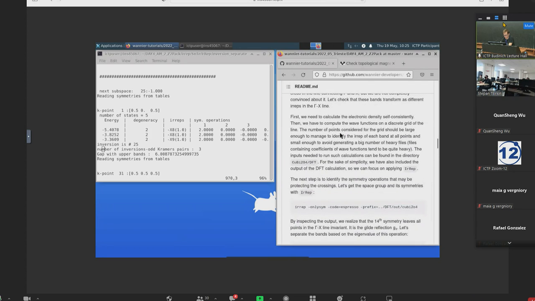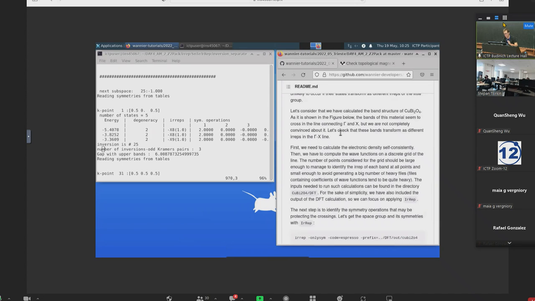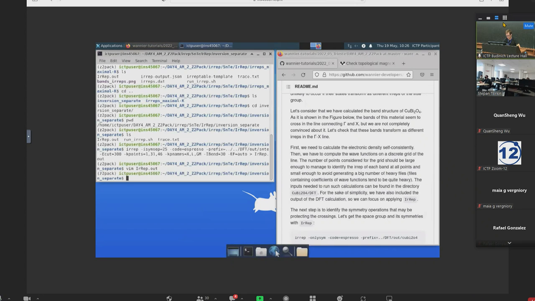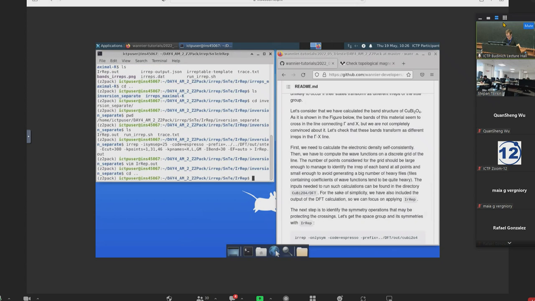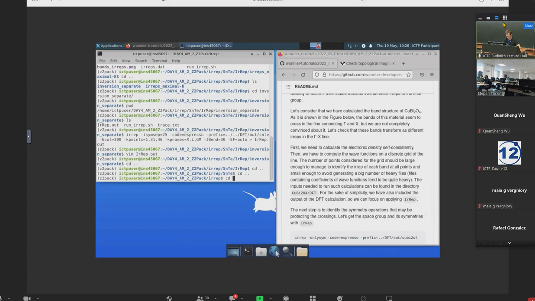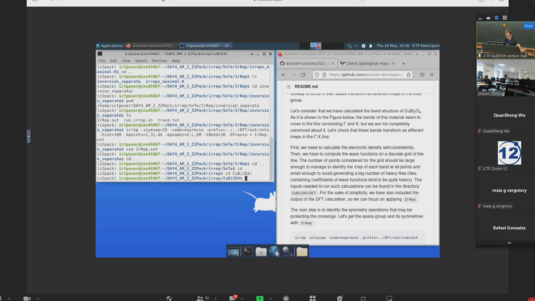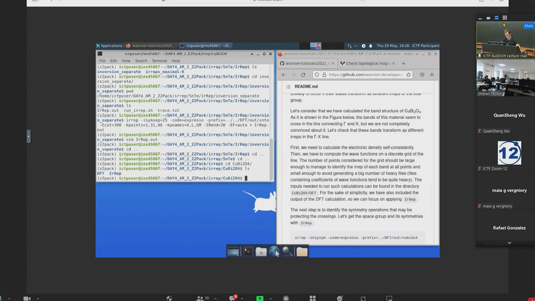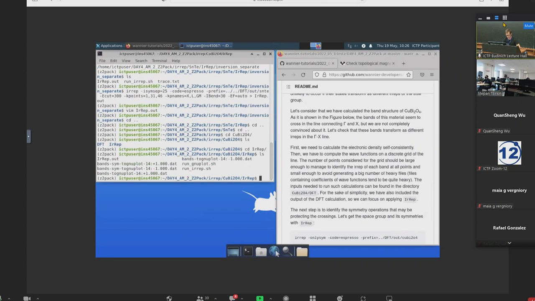So we are going to use IREP for that. The first thing that we have to do is determine the symmetry operation that is protecting our crossing. So let's go to the other material that we have, copper two bismuth oxide. There are some directories here. Again, we have done the DFT calculation for you with Quantum ESPRESSO, and the input files and output files are in the DFT directory. We come to the IREP directory, and we are going to run IREP here.